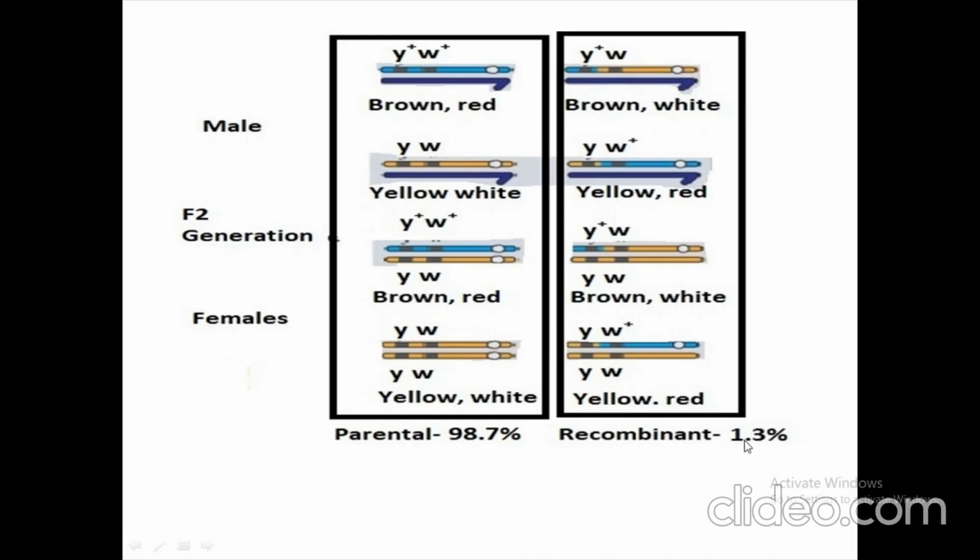Now, based on these results, he concluded that the genes Y plus and W plus, or you can say just Y and W, are located on the same chromosome. He concluded that they were tightly linked because their percentage of recombination was very low. If the percentage of recombination is less, then they are tightly linked. So the ultimate conclusion was that the gene for body color and the gene for eye color are tightly linked, meaning the distance between them is very small.